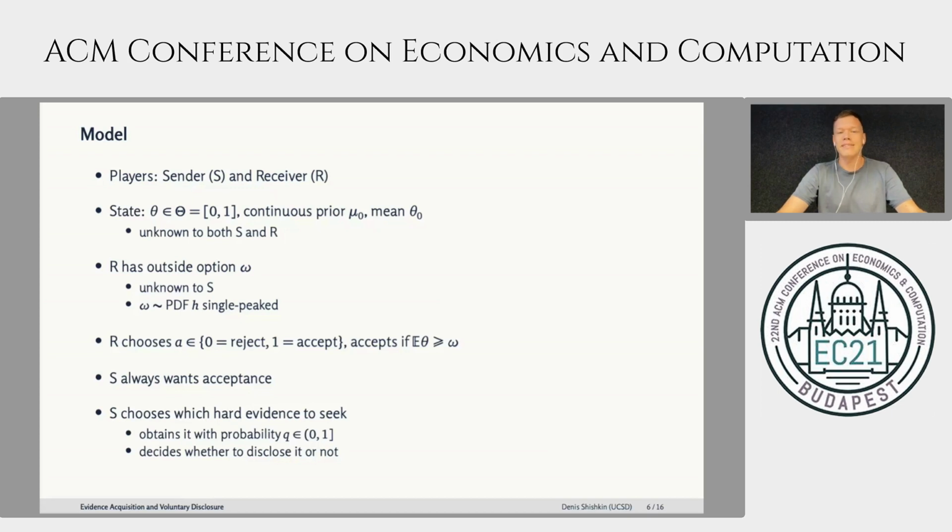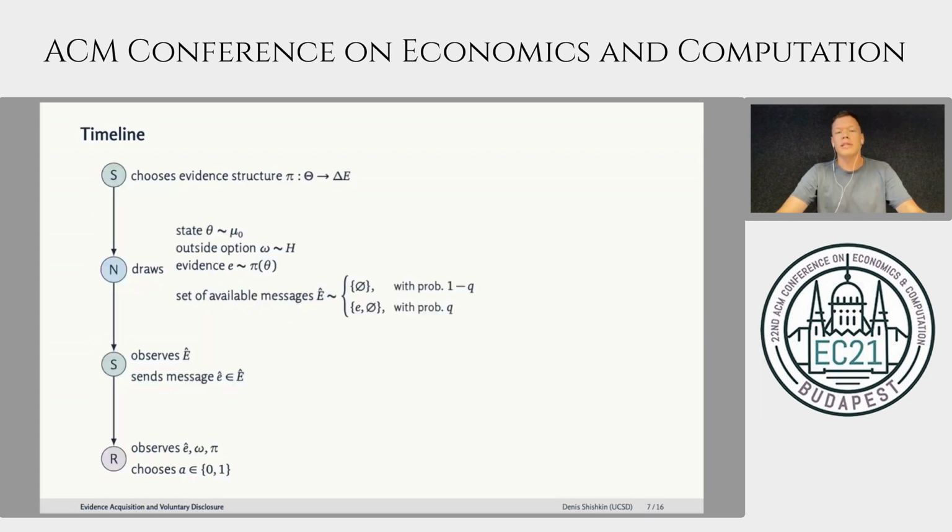So in order to convince the receiver, the sender chooses which hard evidence to seek, then obtains it with some fixed probability Q. If she obtains the evidence, she decides whether to disclose it or pretend to be uninformed by claiming to not have obtained it in the first place. The timing of the game is the following. First, the sender chooses an evidence structure, that is a mapping from states into distributions over messages or pieces of evidence. Then nature draws the state from the prior distribution, the receiver's outside option from the corresponding CDF, the realized piece of evidence E, and a set of available messages for the sender.